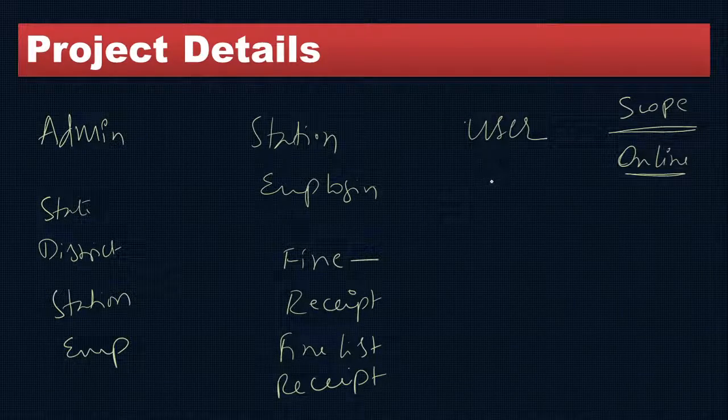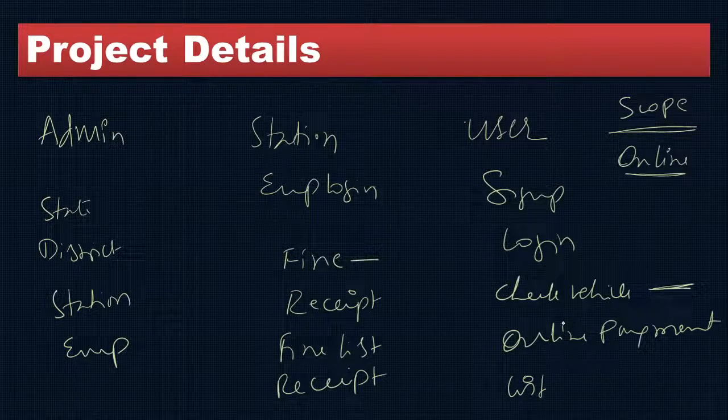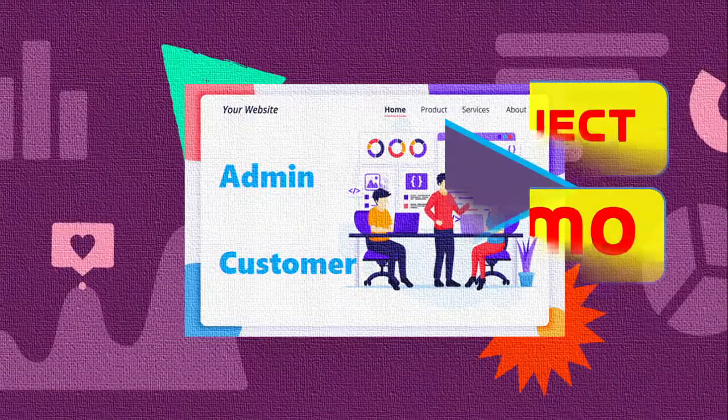As far as users are concerned, a user can sign up and log in. Here they go to the main page. Here they can check vehicle details. If you give your vehicle number and there is any fine, it will show you that. So you can pay online. If there is a fine, you can make the payment online, and you can see the list of any payments you've done. I think these are the options required for each module. We will see how it works in ASP.NET. Let's see the demo.